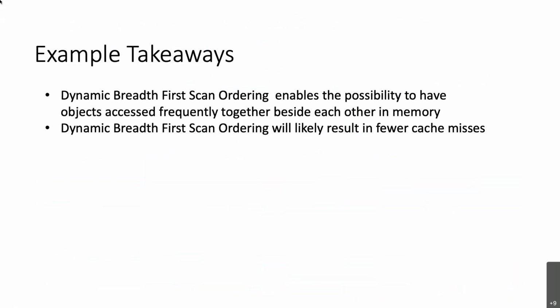So just some basic takeaways of DBFSO is that it enables the possibility to have related objects close to each other in memory, and it will likely result in fewer cache misses.